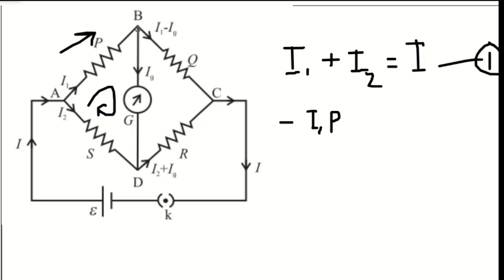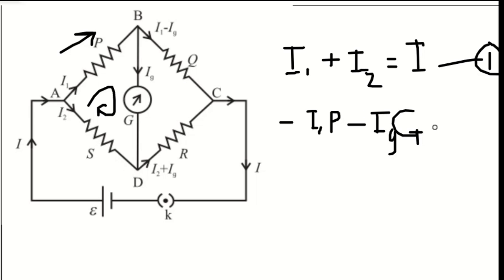Now again we will go from B to D. In this case also the direction of current and our direction is the same, so we will write negative. Now here the current will be Ig, and the resistance of the galvanometer is also G. So let's say this is G. Now in this case again, if we are going from D to A, then the direction of current and our direction is opposite.